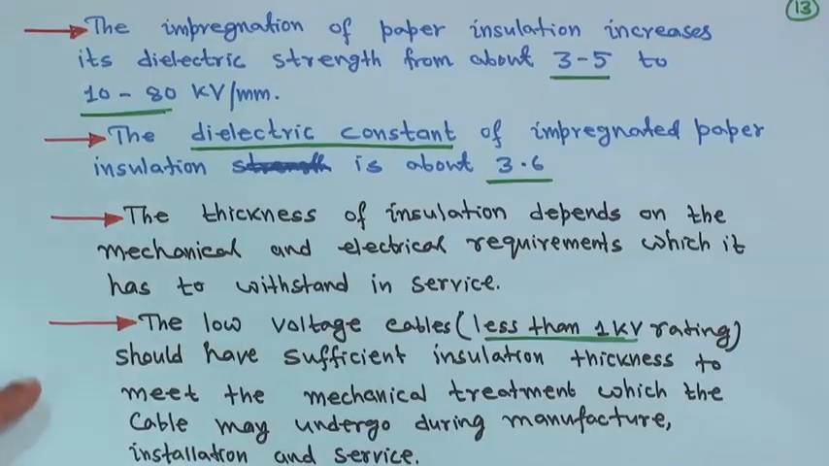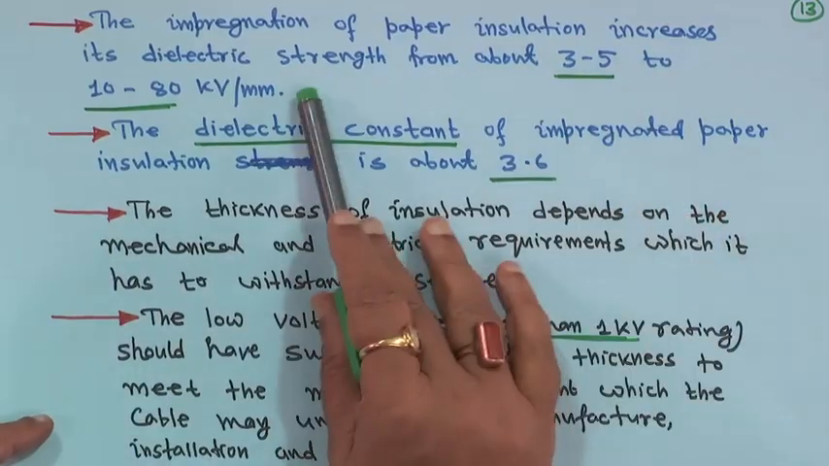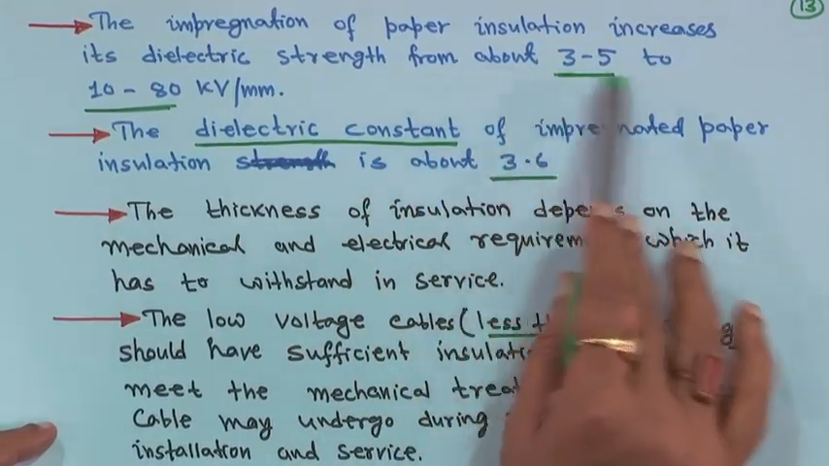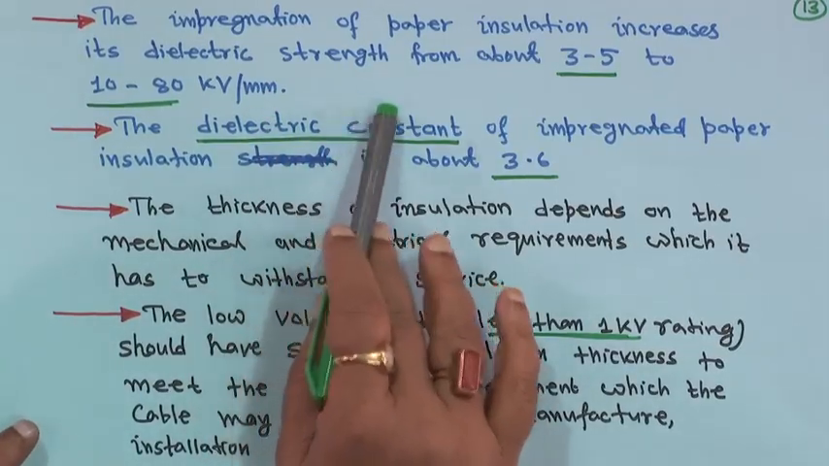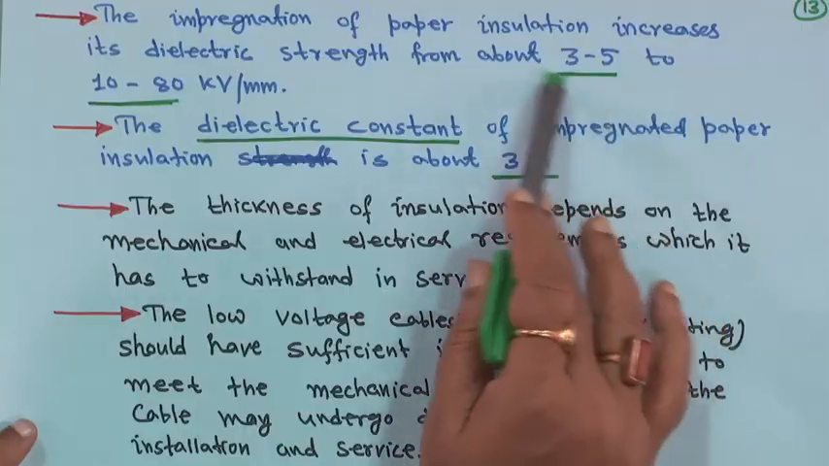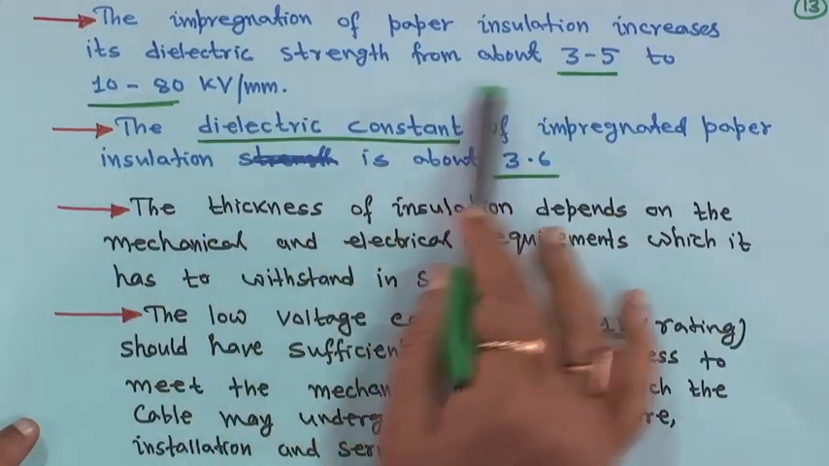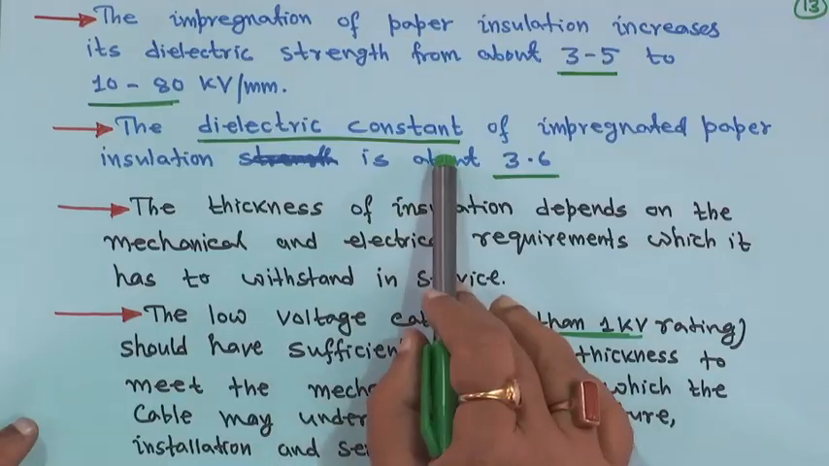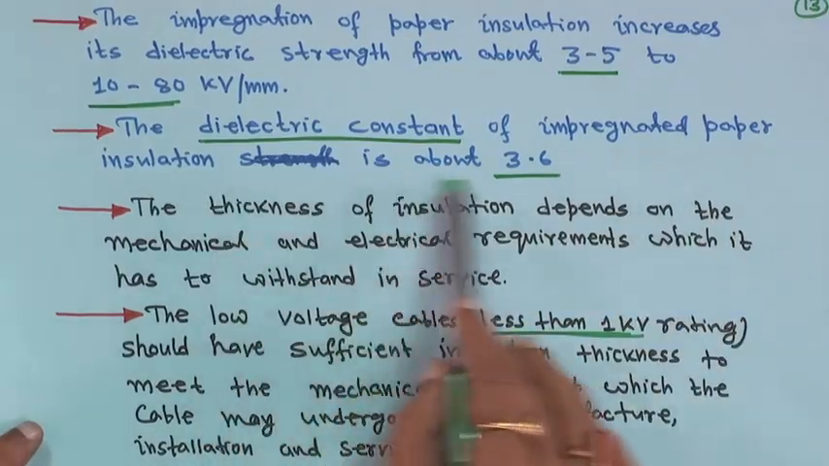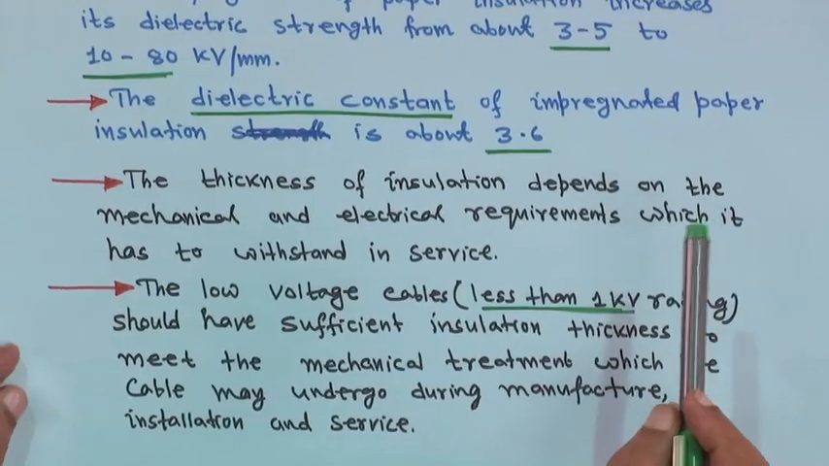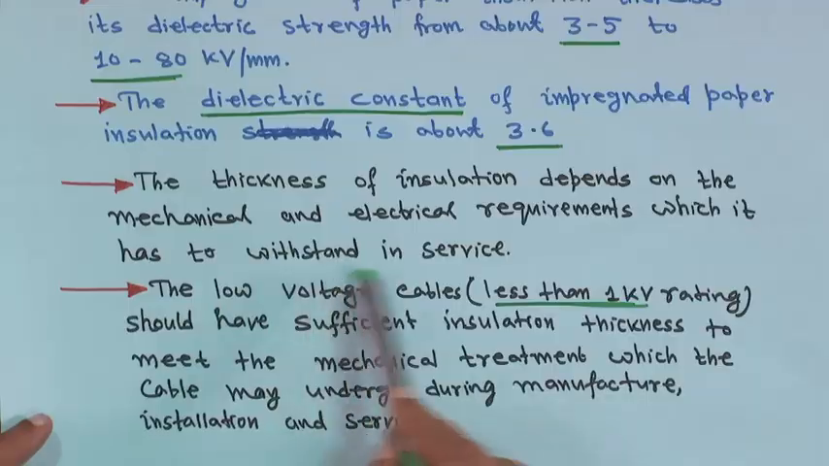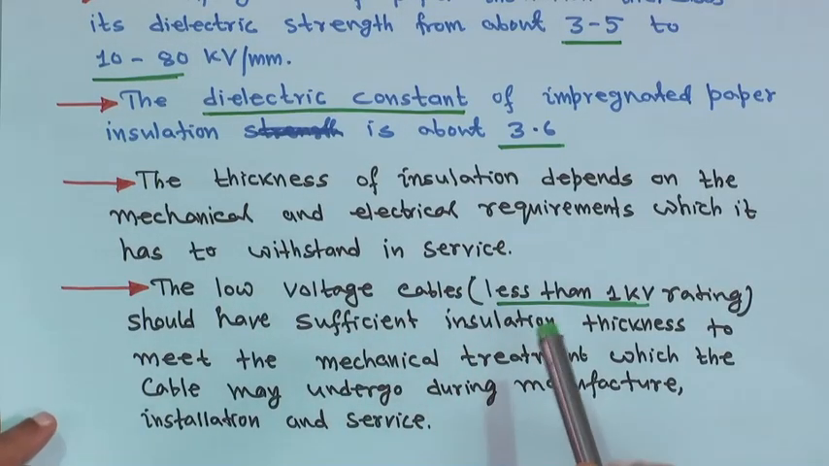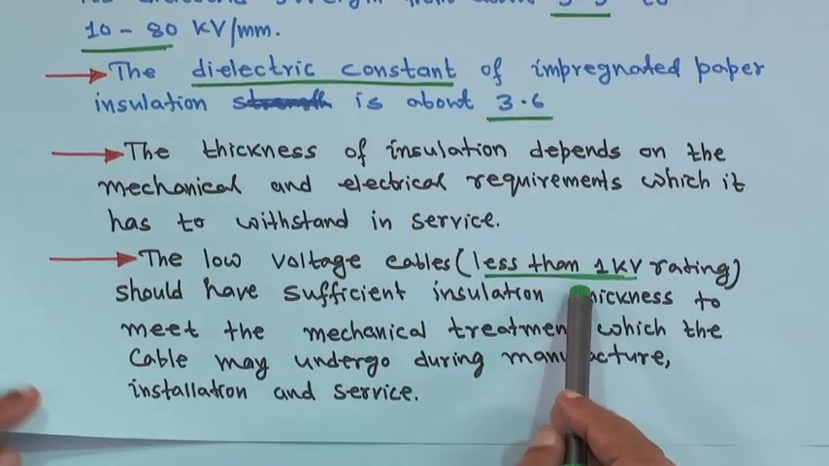The impregnation of paper insulation increases its dielectric strength from about 3 to 5 kilovolt per millimeter to about 10 to 80 kilovolt per millimeter. That is the advantage. The dielectric constant of impregnated paper insulation is roughly 3.6. Another thing is that the thickness of insulation depends on the mechanical and electrical requirements which it has to withstand in service.